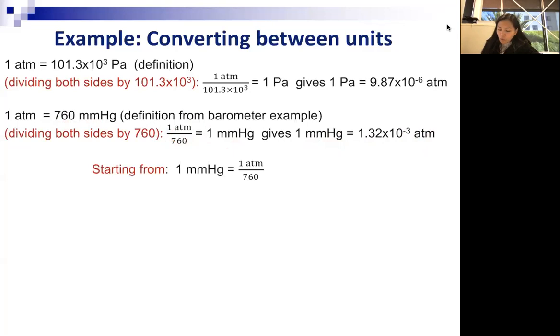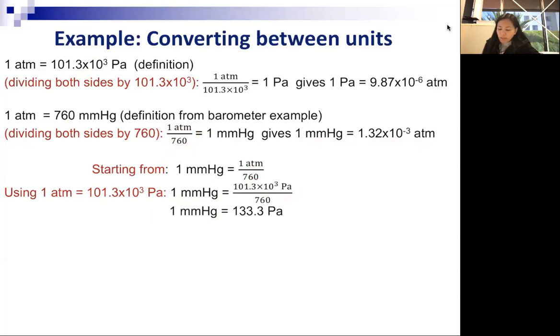So starting from 1 millimeter of mercury is equal to 1 atmosphere divided by 760 here. Or you can also start from here: 1 millimeter of mercury is equal to 1.32 times 10 to the minus 3 atmospheres. And then you use the conversion from atmosphere to pascals, the definition. So 1 atmosphere is equal to 101.3 times 10 to the 3 pascals. And so 1 millimeter of mercury is equal to 133.3 pascals.